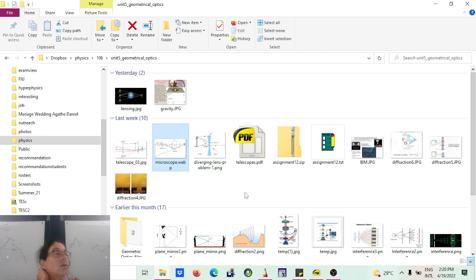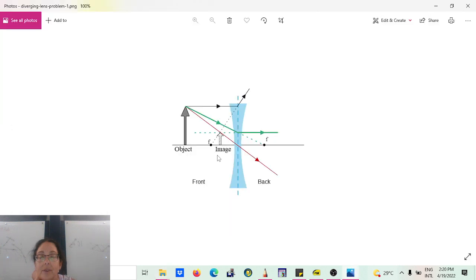Yes, I invite you to take your book, but I give you enough so you can understand. So here I have a picture of a diverging lens. Diverging is concave, you know, it makes a cave. You have the object here. The image here will be smaller, erect, and virtual.